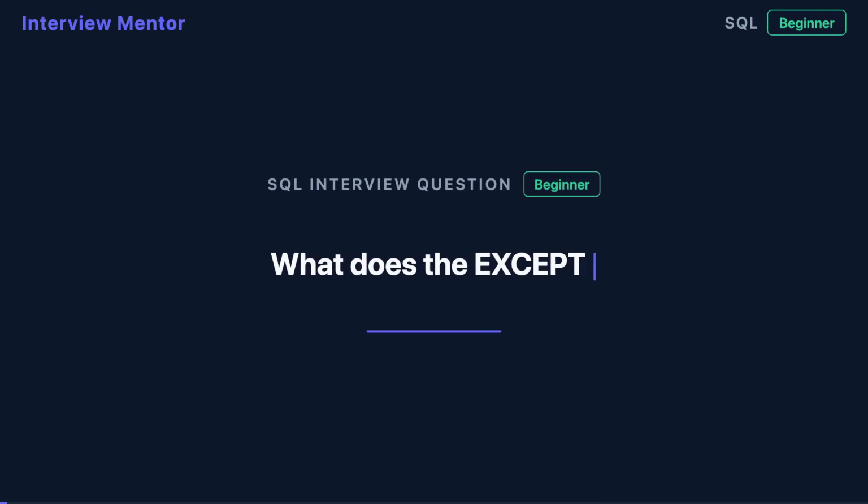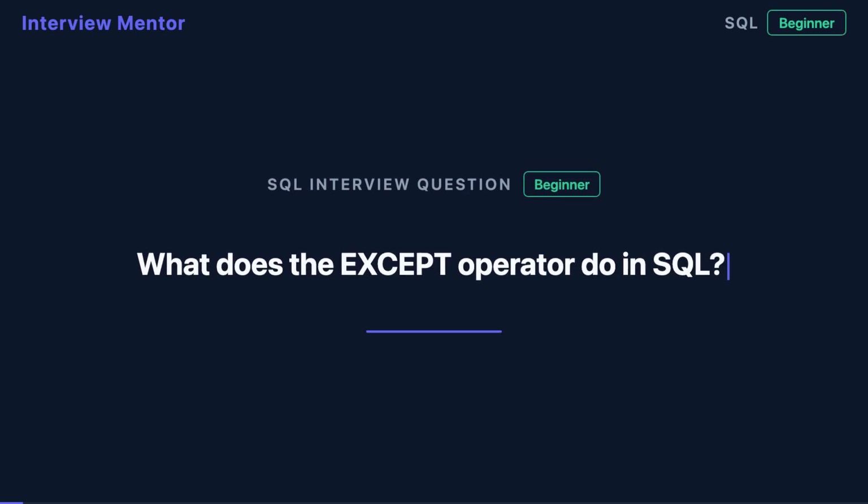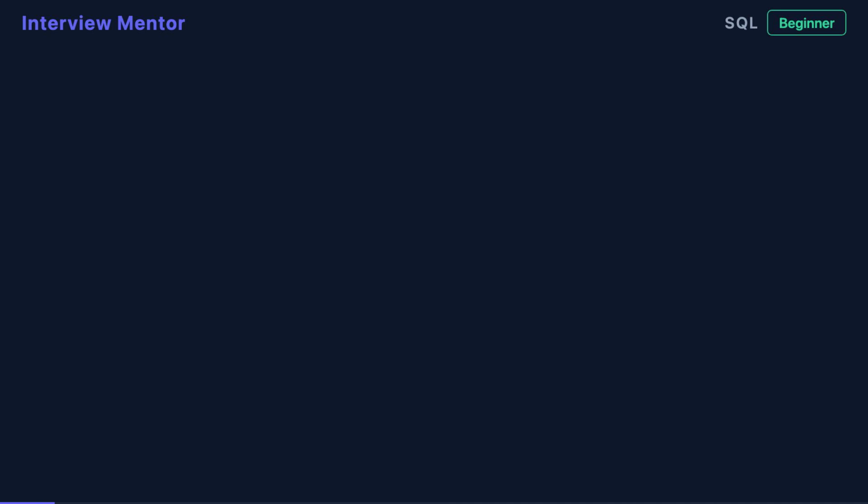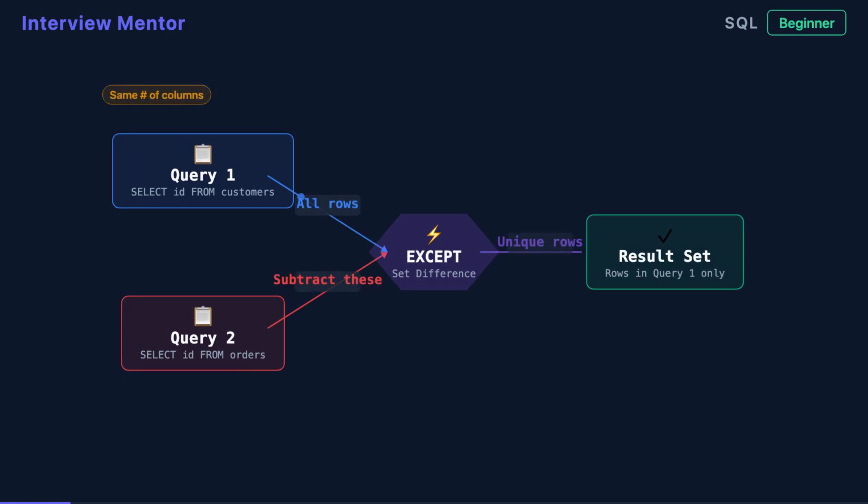Most developers reach for NOT IN when they need set differences, but SQL has a more elegant solution. Let's explore the EXCEPT operator. EXCEPT is a set operator that returns rows from the first query that aren't present in the second query. Think of it as subtraction for datasets.